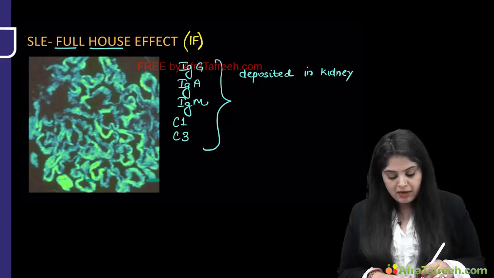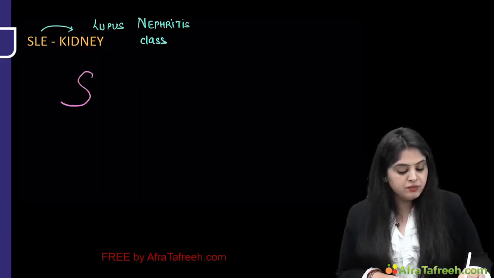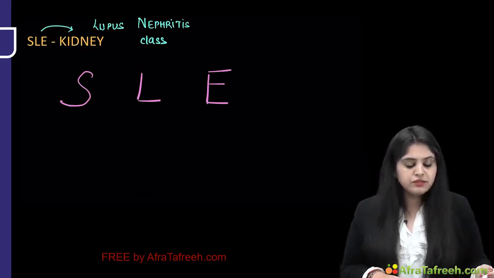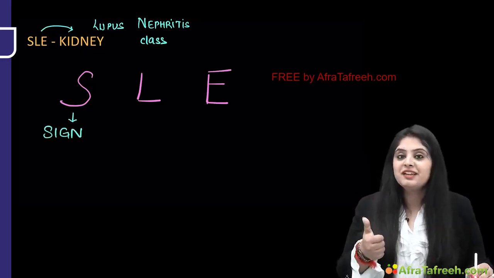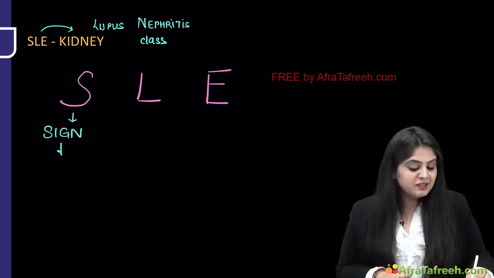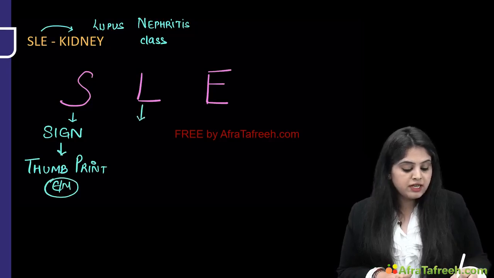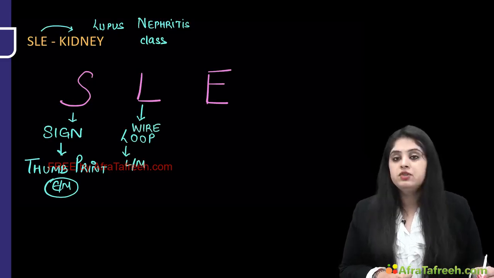So now if I have to go back and give you a summary of what all will you see in lupus nephritis. In lupus nephritis, you will see SLE. Means what? There is a sign. Which sign? Or someone who doesn't know how to sign, what does that person do? Thumbprint. So there's a sign that is known as a thumbprint that you see in case of SLE on electron microscope. What do you see on a light microscope? You see loops. You see loops on a light microscope. So we see the very famous wire loop lesion.